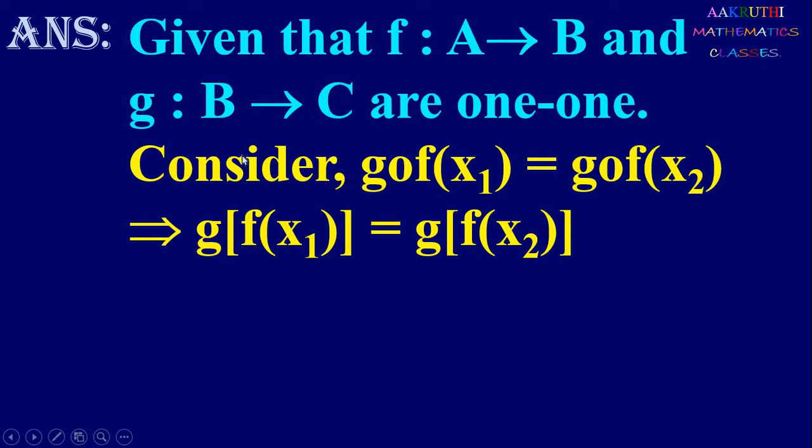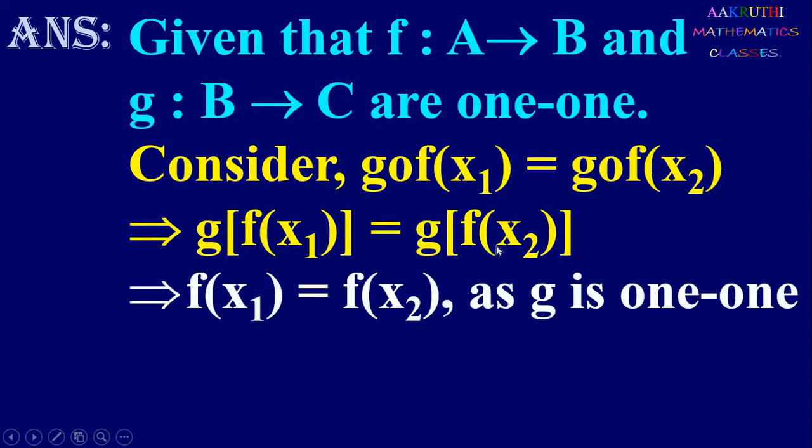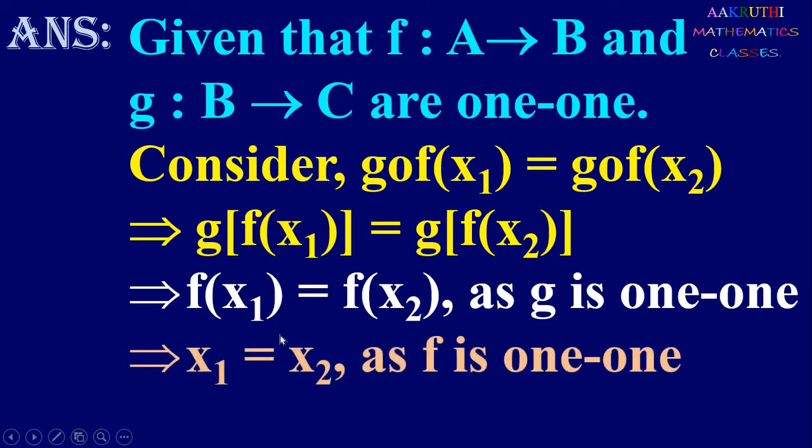Now here it is given g is 1-1, so therefore we can write f of x1 equal to f of x2. If g is 1-1, g of x1 equal to g of x2 implies x1 equal to x2, and here g is 1-1. Therefore here g of f of x1 equal to g of f of x2 implies f of x1 equal to f of x2. Since g is 1-1, and here also given f is 1-1, therefore f of x1 equal to f of x2 implies x1 equal to x2. Since f is 1-1, f of x1 equal to f of x2 implies x1 equal to x2.